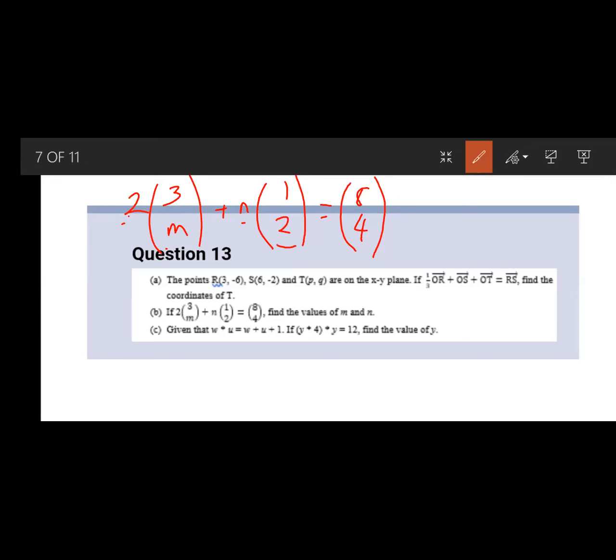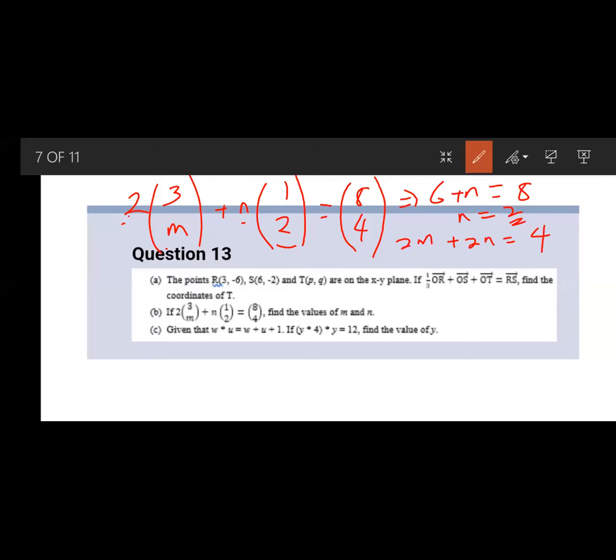So 2 times 3 will give us what? 6. If you pick the first row, 2 times 3 is 6. Then n times 1, n equals what? 8 for the first row. So n will be equal to 2. Go to the second row. What do we have? 2 times m, 2m, plus 2n, n times 2, 2n. It will be equal to 4.